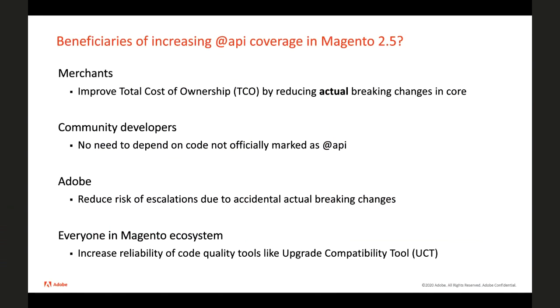Everybody in the Magento ecosystem will benefit from increased reliability and code quality, driven by the development of tools like the Upgrade Compatibility tool, which was released in alpha version, I believe, at the end of last year. Why will such tools benefit? Because they strictly rely on officially marked API, and they will be able to precisely evaluate the effects of upgrading to a specific Magento version if we have clearly defined APIs, and if you don't have those gray classes which are treated as API by the community but not by Magento.